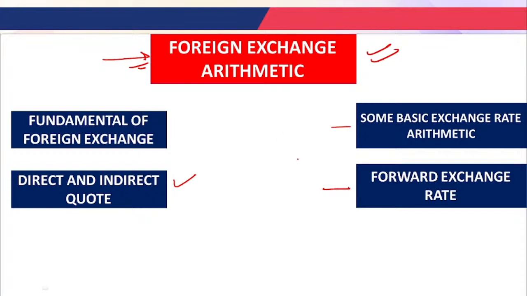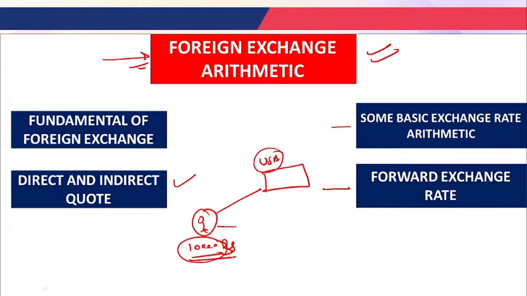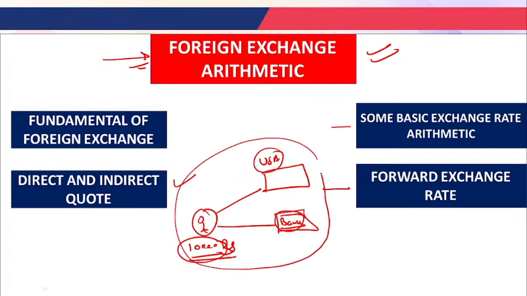Basically you have to find out, suppose this is me and I have 10,000 rupees, which is Indian currency, and I want to convert my rupees. Suppose I want to go to the USA, so I go to the bank and request to change my rupees into US dollars. So that's all about bank foreign exchange arithmetic.